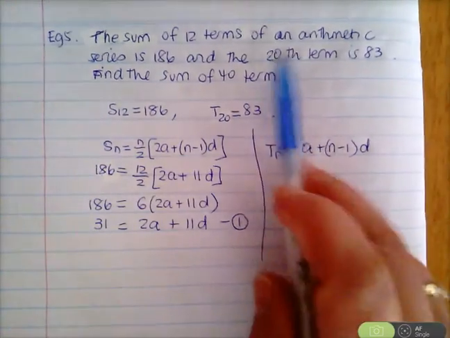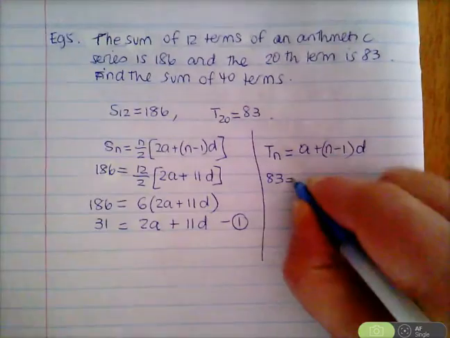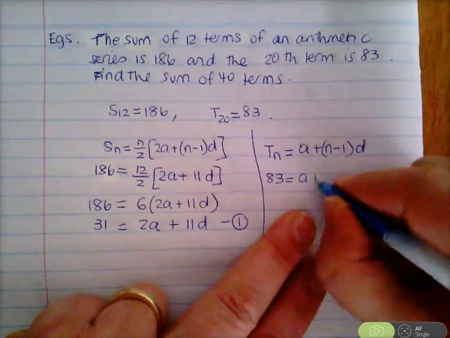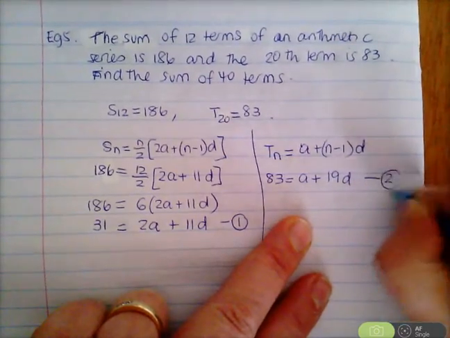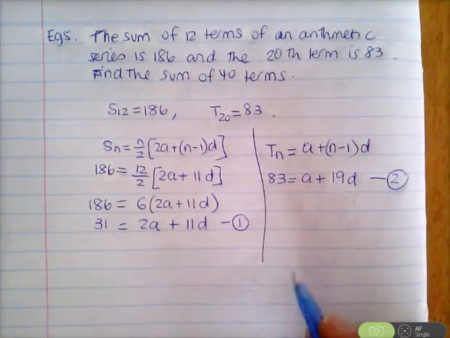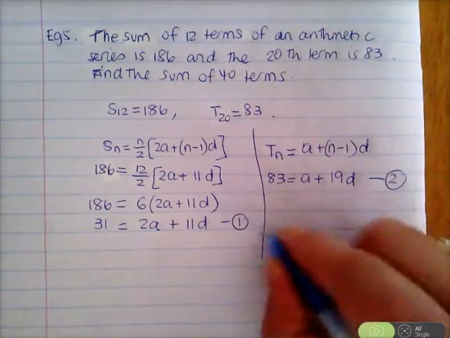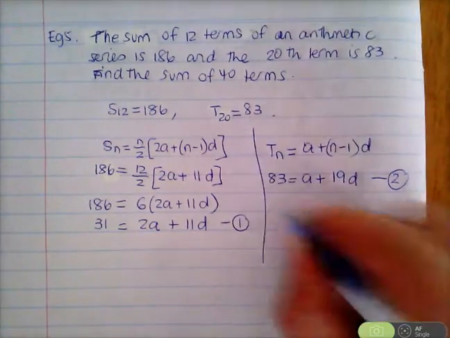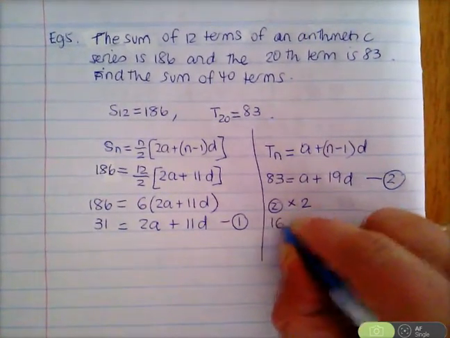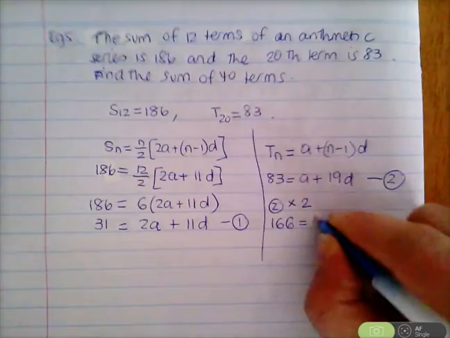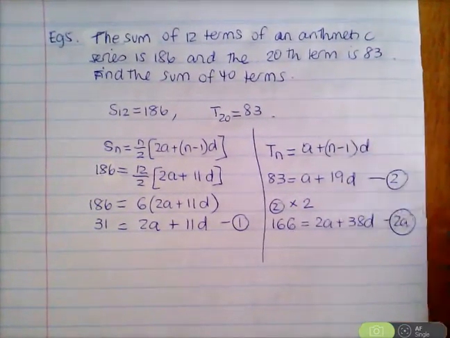Now we know that the 20th term is 83, so 83 is the term when n is 20, so we get 83 equals a plus, now 20 minus 1 is 19d, and that's my second equation. So we're going to solve simultaneously. So I'm going to go equation 2 times 2 to get 166 equals 2a plus 38d. I'm going to call that equation 2a.